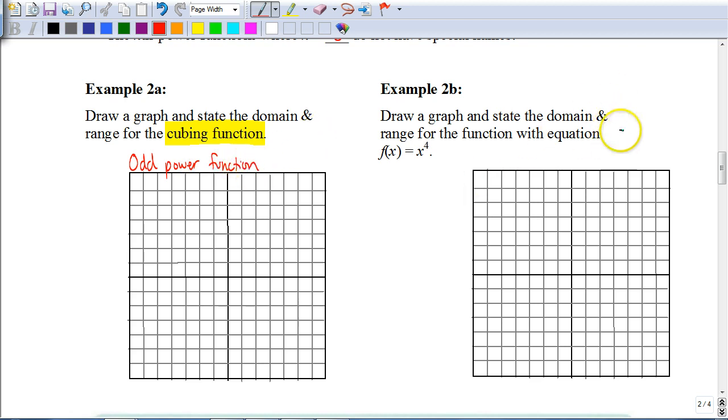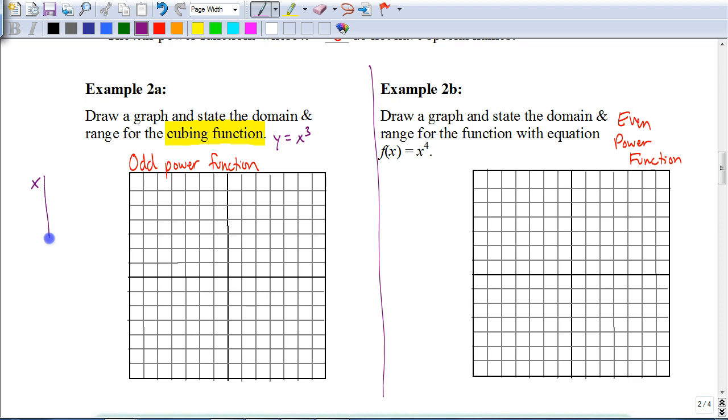And the next one is going to be for an even power function. Because within these two different types of functions, all odd power functions share some similarities, and all even power functions share some similarities. However, going between odd and even power functions, there are very few things that they have in common. So let's look at these graphs of, first off, the cubing function. Recall that's y equals x cubed.